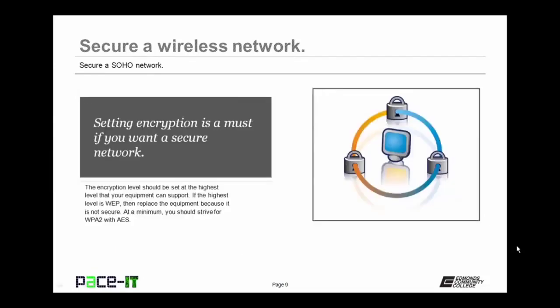Now, the most important part of securing a wireless network is setting the encryption level. If you want to have a secure wireless network, then encryption needs to be in place. You need to set it at the highest level that is supported by all machines. Now, if that highest level is WEP, Wired Equivalent Privacy, then you need to replace some equipment. Do not use WEP as your only encryption. It's been broken for a long time. You really should use WPA2 with AES as your encryption standard.